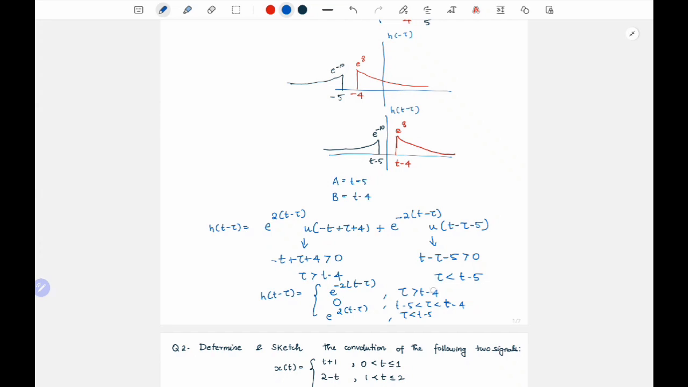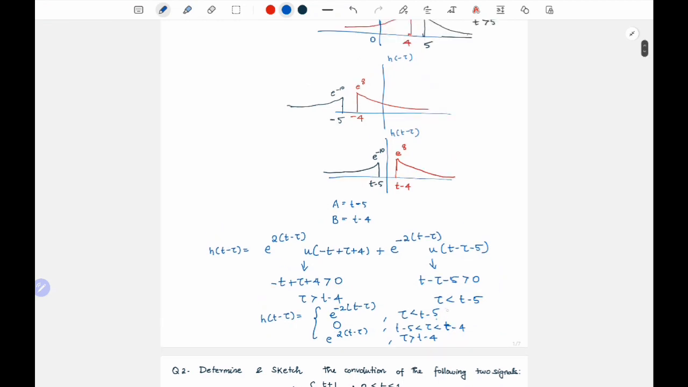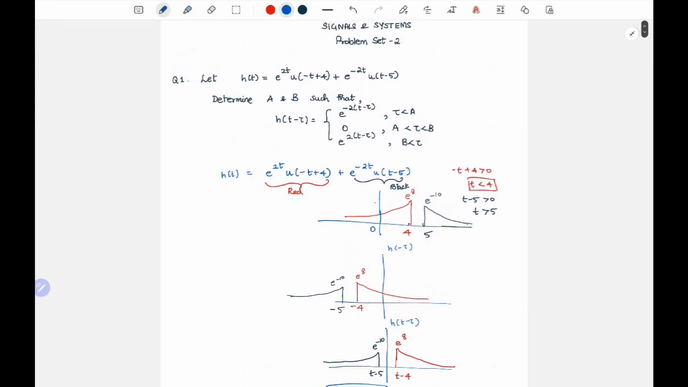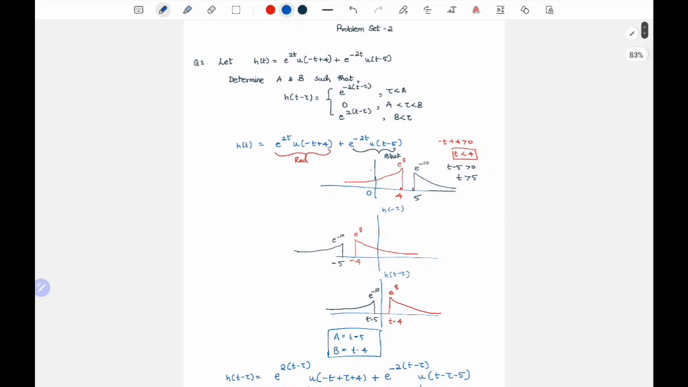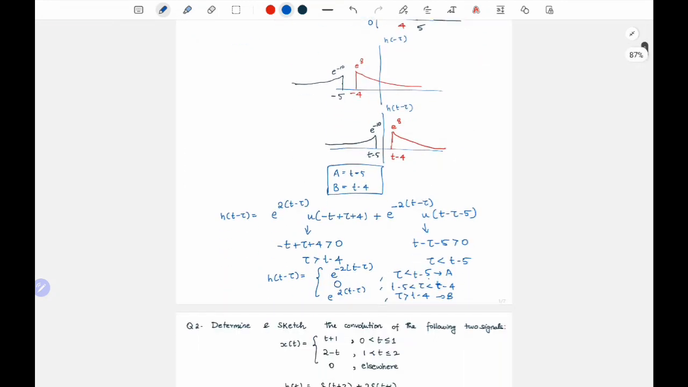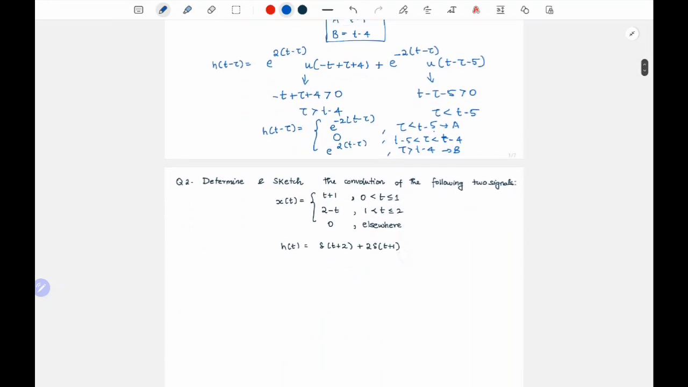This will be minus, this will be t minus 5 greater than t minus 4, and this is 2t minus 2. Okay. From this you can directly identify A and B. So these are the answers. Okay. So we can approach any way, either the mathematical way or the graphical way, whichever is convenient and as per the question.